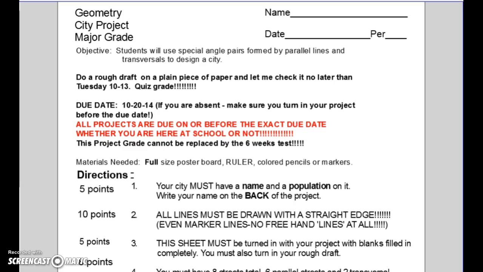What do you know about the rough draft? It's a quiz grade. What do you have to do the rough draft on? A piece of paper. Don't worry about details and all that kind of stuff. You're just going to put some lines on it.